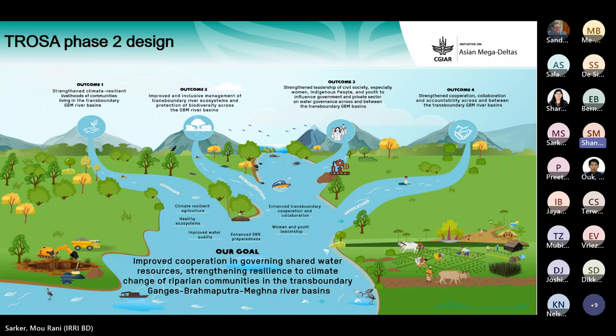And now we are more focused on the climate resilience of the riparian people. So there are four outcomes which will bring our goal to improve cooperation in governing shared water resources, strengthening resilience to climate change of the riparian communities in the transboundary GBM river basin. And our focus here is also on women's access and rights to the river resources.